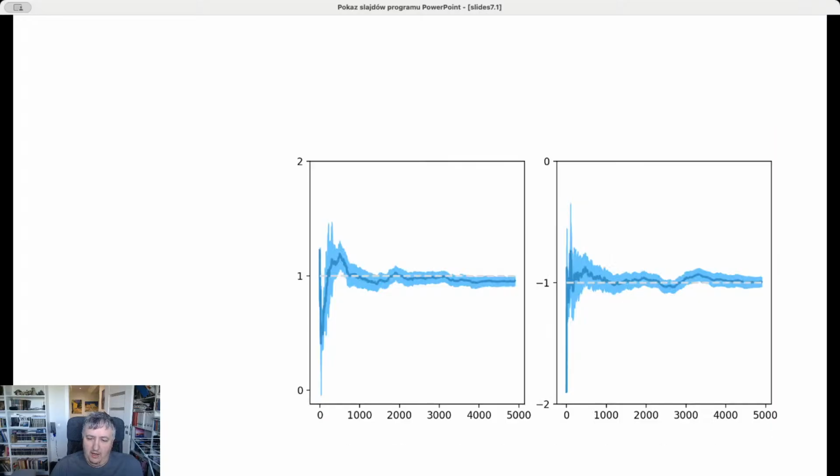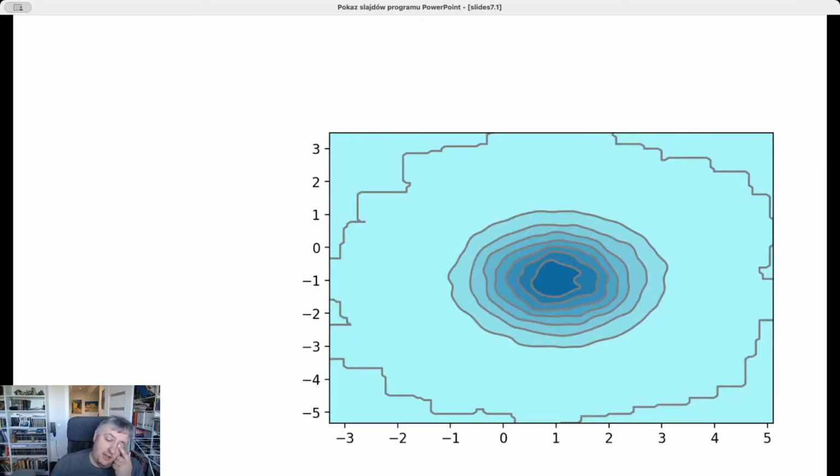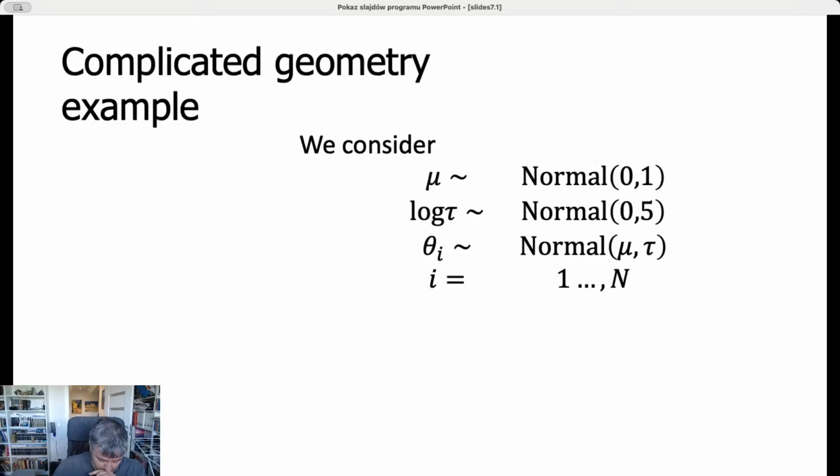Here we can see how the estimators of the means, of the expected values of each of the variables, are evolving. Here we can see how samples are located in the probabilistic space. Everything is nicely centered in the middle. Let's make something more complicated. Here we have something called a hierarchical model. We'll cover hierarchical models a bit later in the course.